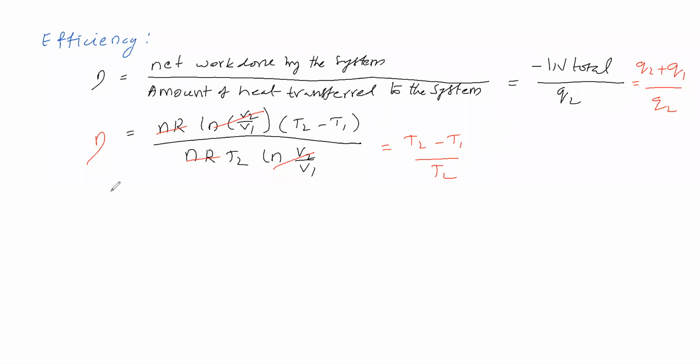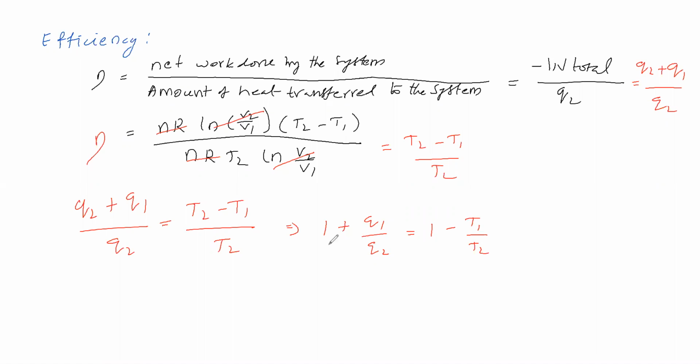This efficiency of a cycle we will substitute here. Therefore, we will get Q2 plus Q1 by Q2 is equal to T2 minus T1 by T2. Like this we can write. This we will simplify, we'll see what we get. So 1 plus Q1 by Q2 is equal to 1 minus T1 by T2. What is cancelling? One is getting cancelled. So what is the rest? Q1 by Q2 is equal to minus T1 by T2.